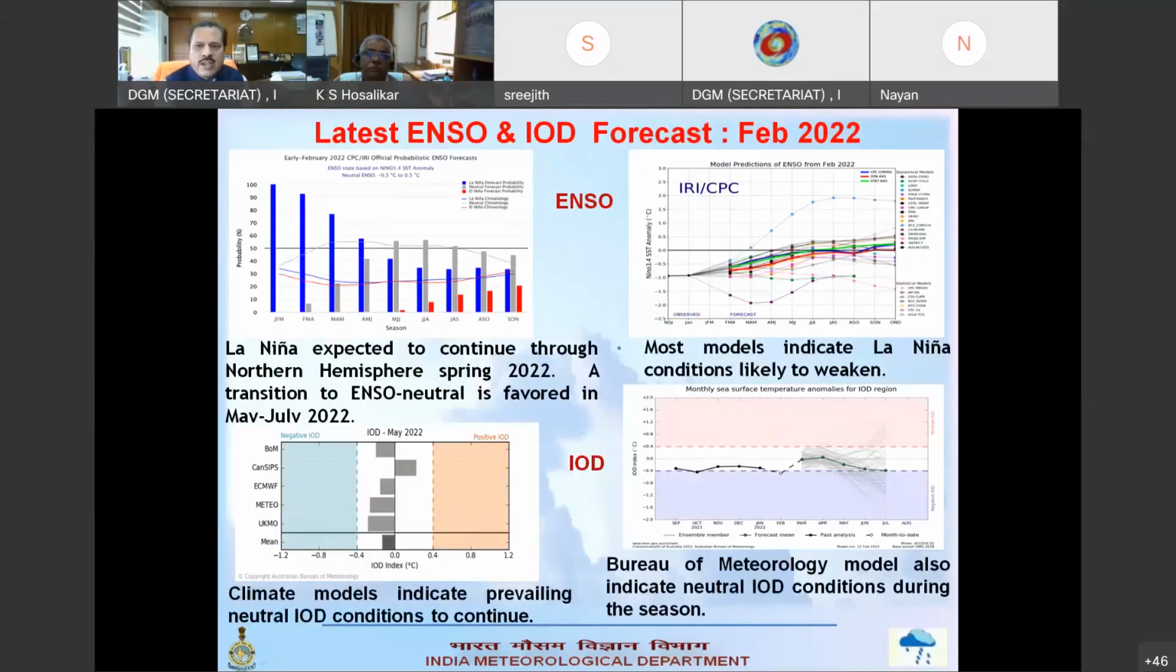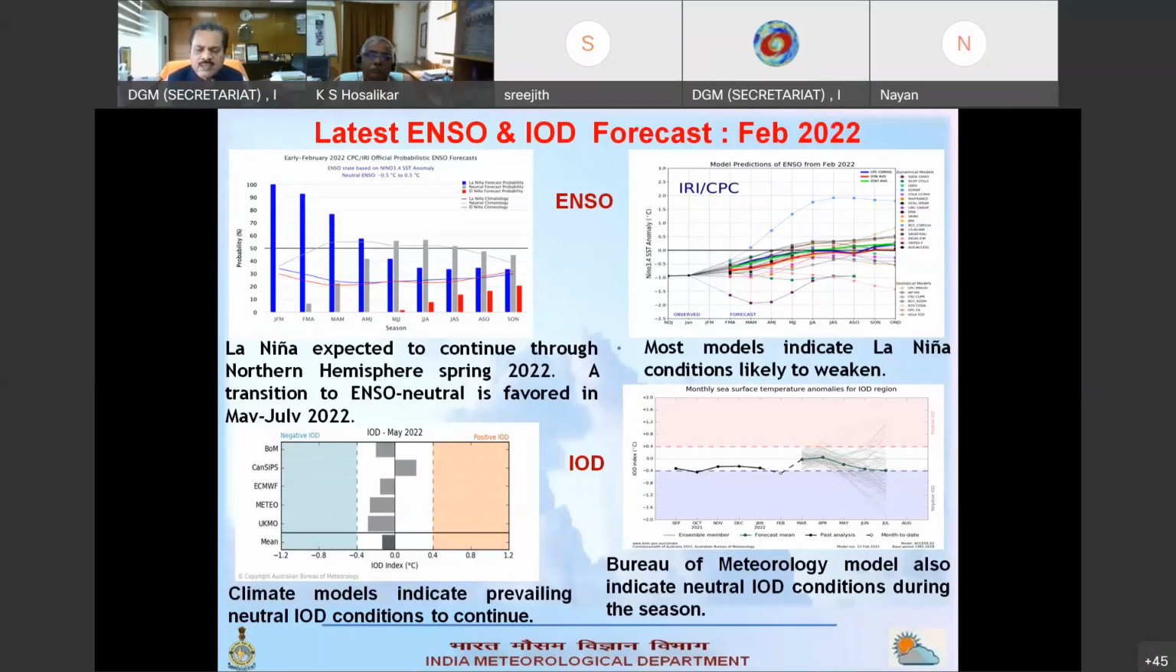Now, if I look at various international models, they also indicate that La Nina is expected to continue throughout the Northern Hemisphere spring 2022. A transition to ENSO neutral condition is favored in May to July 2022. So that means during this summer, we can expect the La Nina conditions, and thereafter it will be neutral conditions as we move towards the middle of the monsoon months.